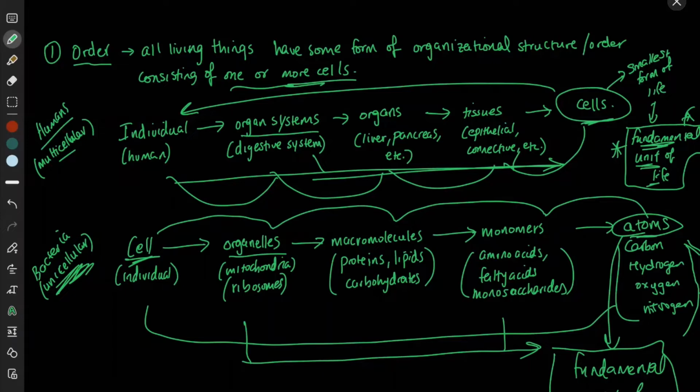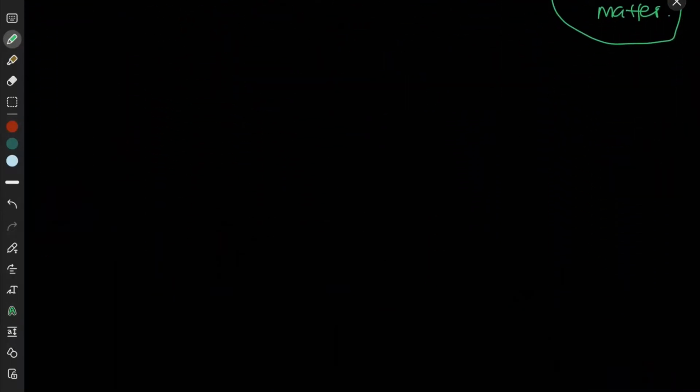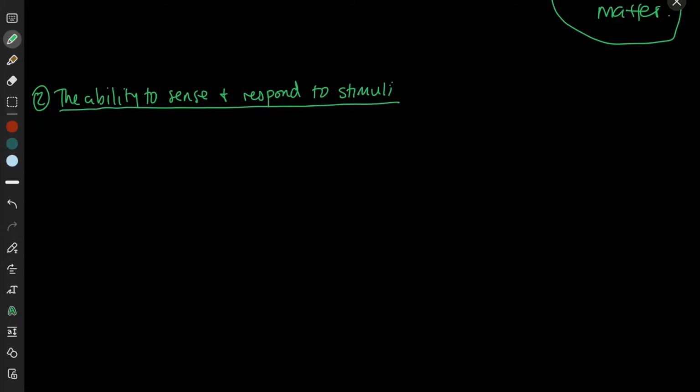All right, so now we've covered order. Now let's go to number 2, which is the ability to sense and respond to stimuli, or stimulus. We'll go with stimuli. All right, so what do we mean by this? Well, the ability to sense and respond. Like we mentioned before, just like the other four that we'll mention, this ability, this characteristic, or this function that all living things share, aids in survival of the individual.